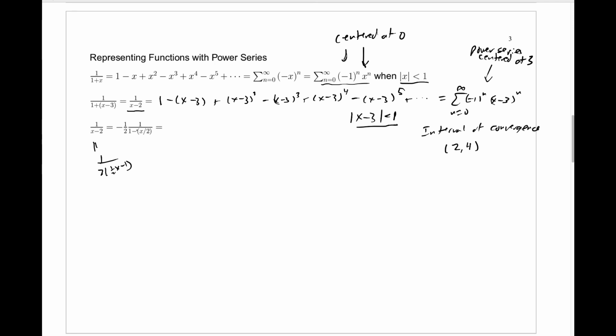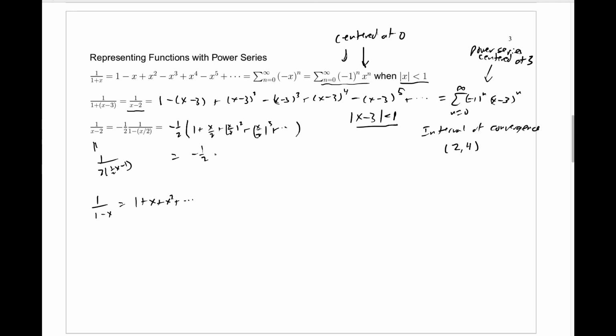Why do I want it in this form? Well, we know the power series for 1 over 1 minus x. I'll remind you of that. 1 over 1 minus x is 1 plus x plus x squared plus etc. So the power series we have here, we have this factor of minus 1/2 in front. Then we have 1 over 1 minus x over 2. We just take this series and plug in x over 2. So we have 1 plus x over 2 plus x over 2 squared plus x over 2 quantity cubed, etc.